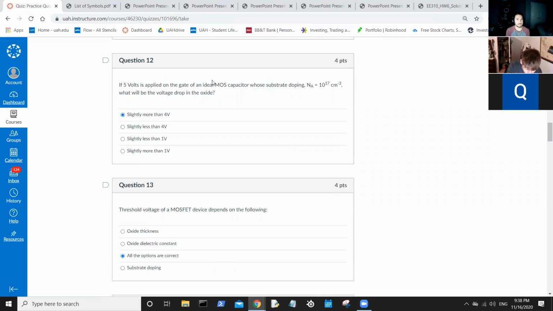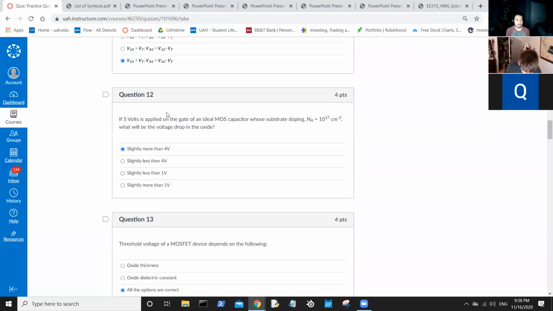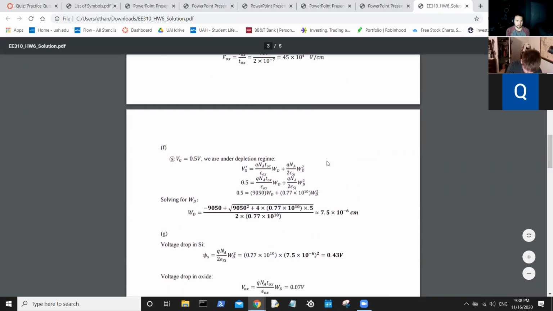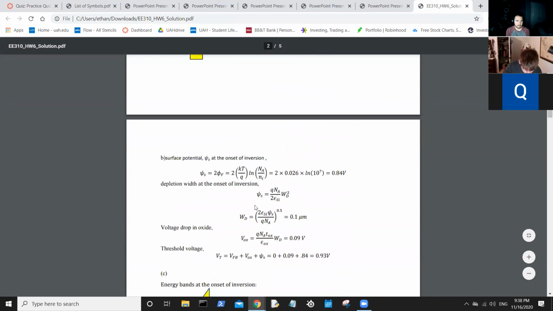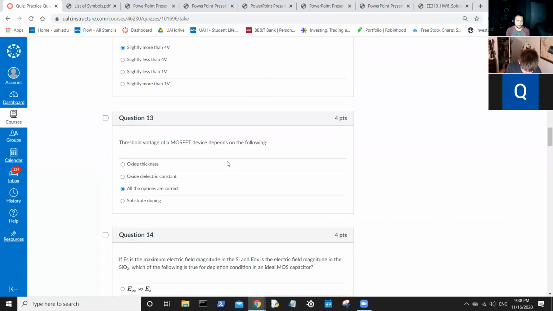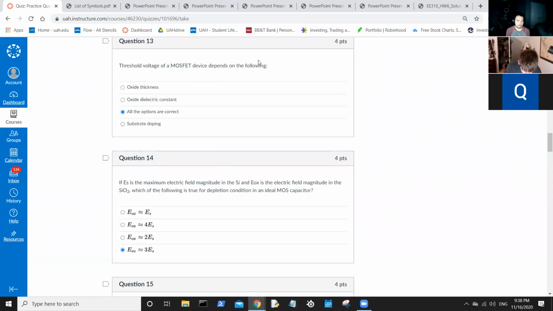Question 12, if 5 volts is applied. This is a calculation one that's done almost identically to this portion. You solve for WD using this exact equation, then you solve for Vox using this exact equation, and you will get slightly more than 4. Threshold voltage of a MOSFET depends on the following. You can go look at the equation for threshold voltage. You can see oxide thickness is a factor, oxide dielectric constant is a factor, and substrate doping is a factor. Therefore, all options are correct.